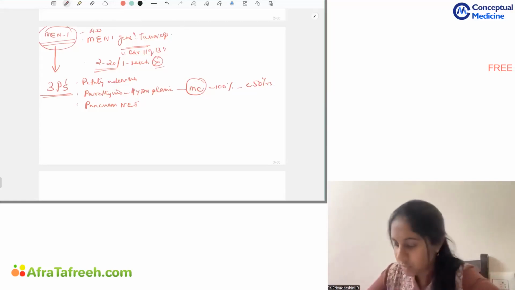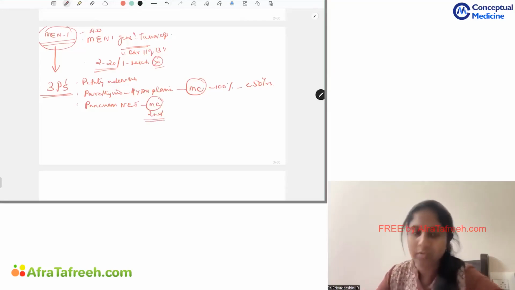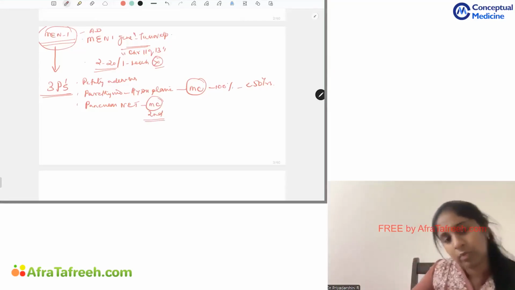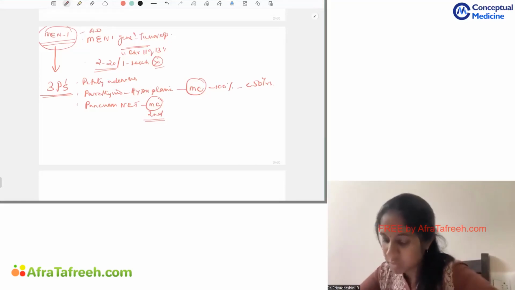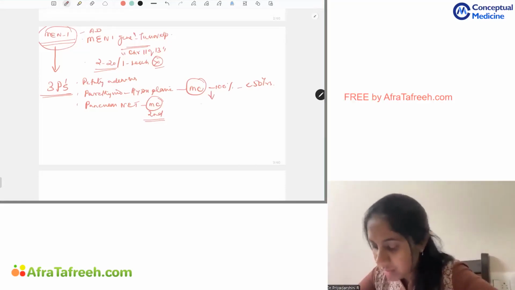Clear? So followed by this parathyroid manifestation, the second most common would be pancreatic neuroendocrine tumor. There are various types of pancreatic neuroendocrine tumor in MEN1 syndrome. Okay. So in parathyroid disease, if you look, hyperplasia is more common than adenoma.